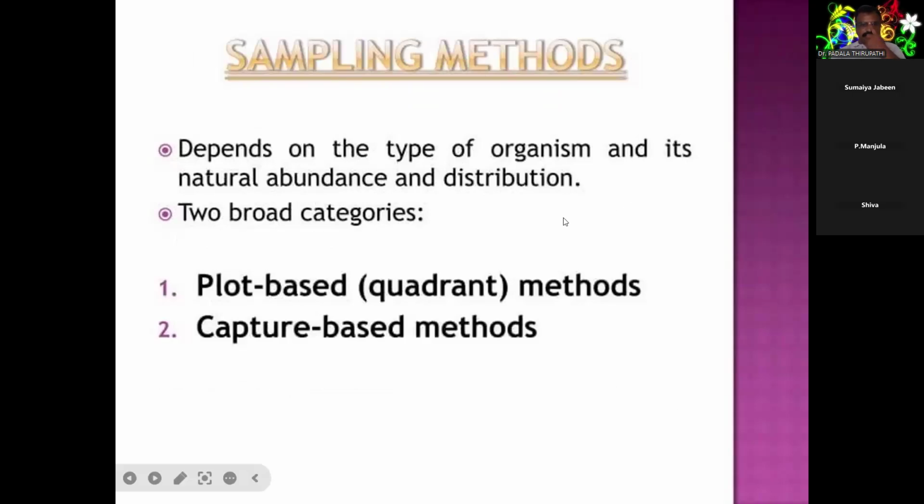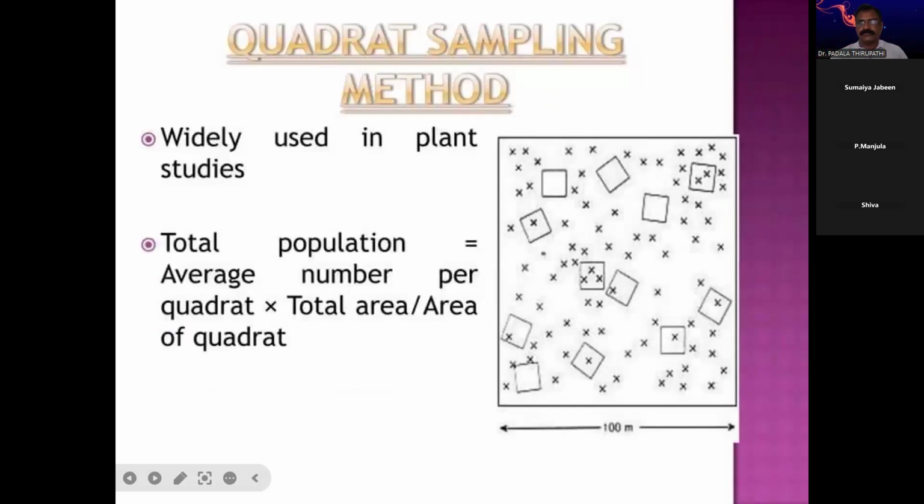Another one is the sampling method, which mainly depends on the type of organism, and again it is of two types: the plot based method, that is the quadrat method, and the capture based method. The quadrat method is generally used for plant studies. The total population is equal to the average number per quadrat times the total area divided by the area of the quadrat. During this process, we draw quadrats in a given area, and we count the number of species present in that area.